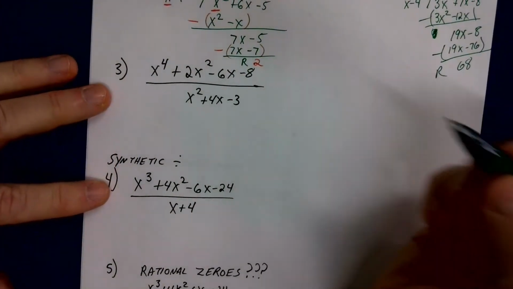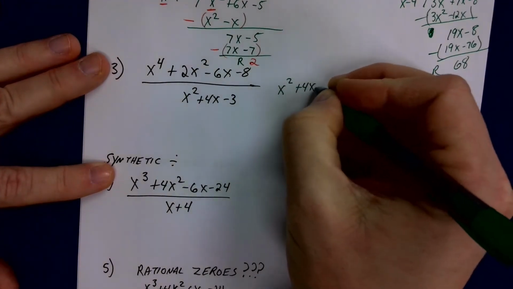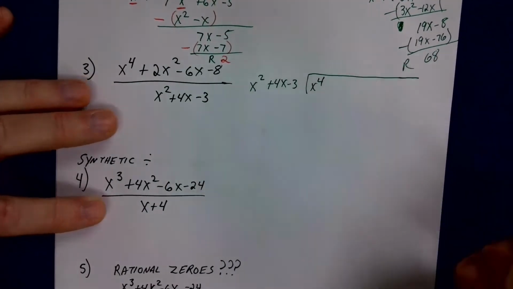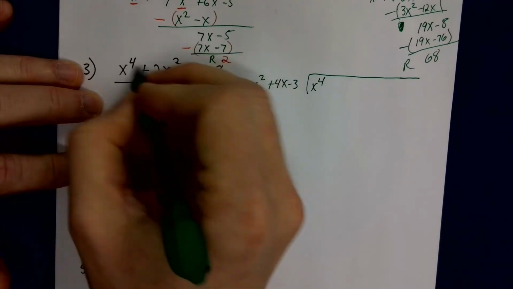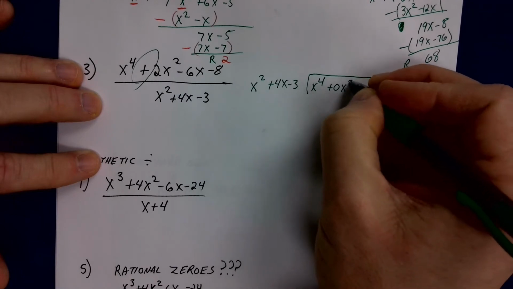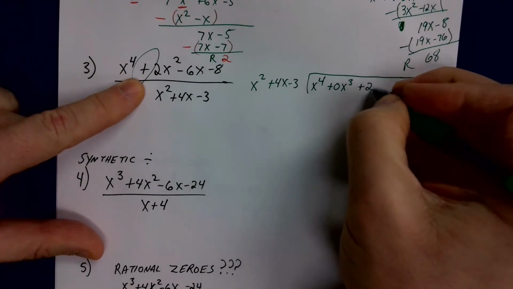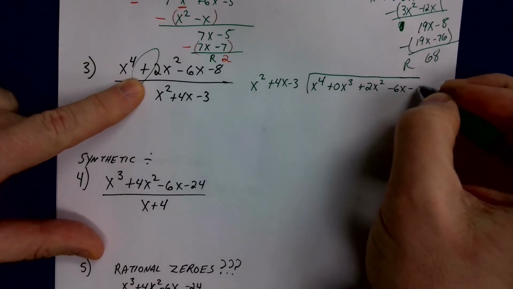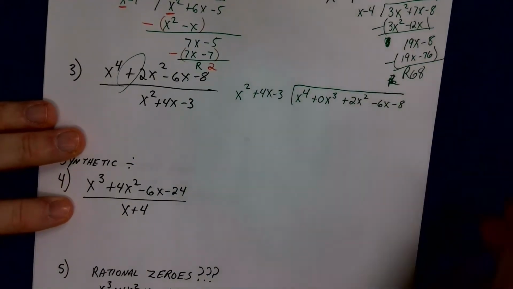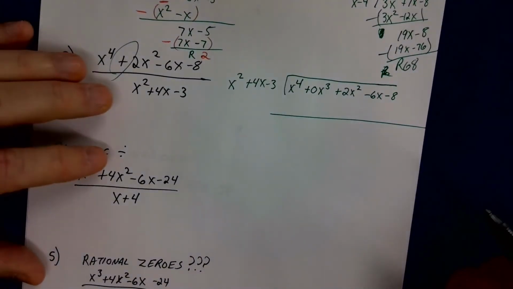Still doing long division right now. So I have x squared plus 4x minus 3 dividing into x to the 4th, and this is where it's going to be weird, right? Do you see how there's no cubic term in here? No cubic term. So I need to put plus 0x cubed. It's kind of like a placeholder for the cubic that's missing. Plus 2x squared minus 6x minus 8. Okay? Let me make that look like that so it's not too close to above my stuff. So here we go. Long division with a big old scary looking one.